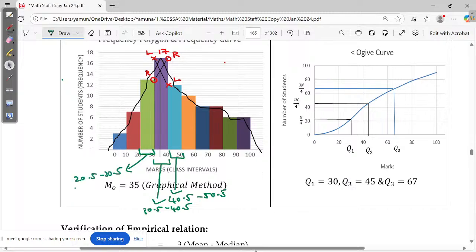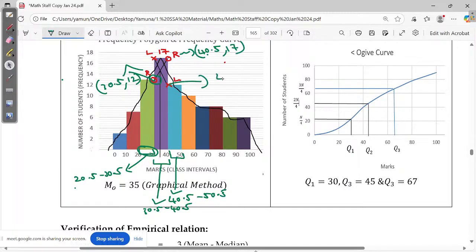The question may be like this way. In this part, 20.5 to 30.5, you have to take with respect to the point that lies with 30.5. What's the coordinate for this one? How do you mark the coordinate? X-axis, X value and Y value. X value 30.5, Y value 12. Am I right? Here 40.5 and 17. Am I right?